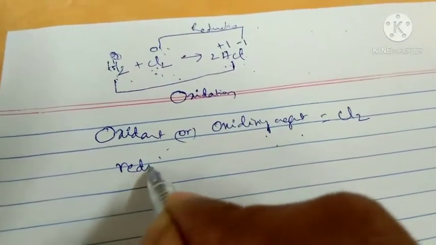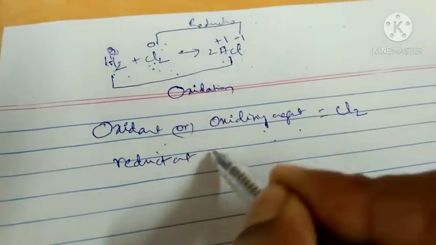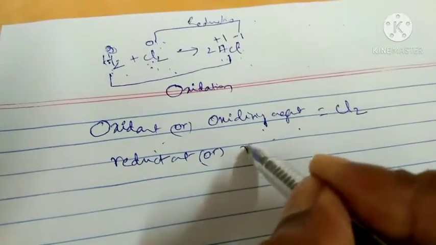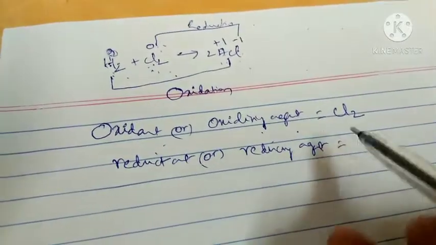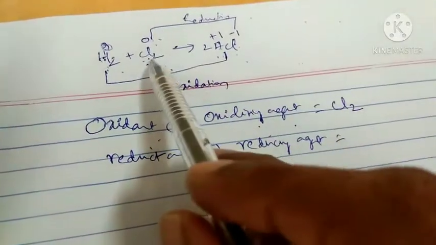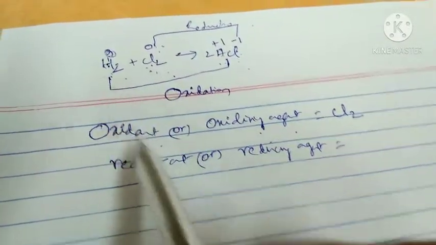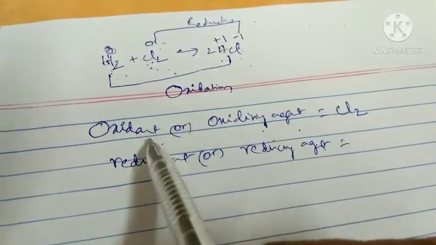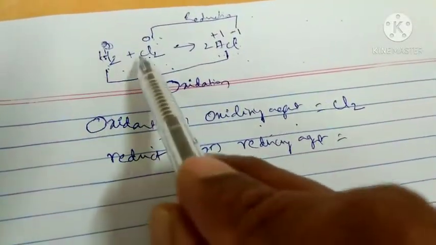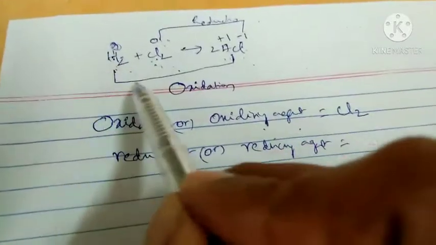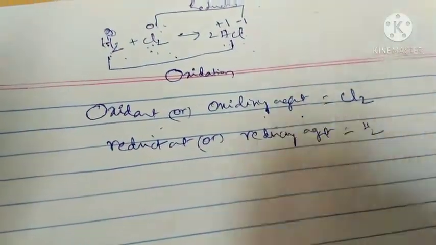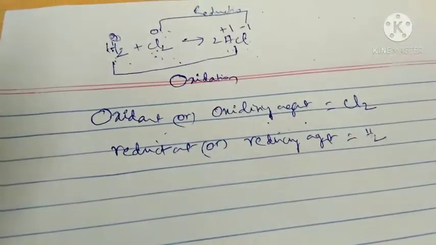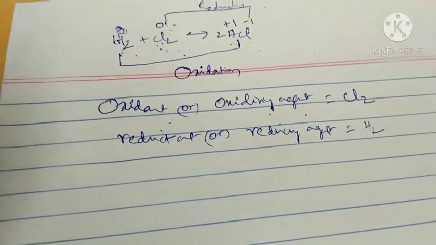Then what about reductant? One more name for that is reducing agent. What is reducing agent? The substance which is involved in oxidation is called reducing agent. See, this is the oxidation reaction, and in this oxidation H2 is involved. So that is called what? Reductant or reducing agent.